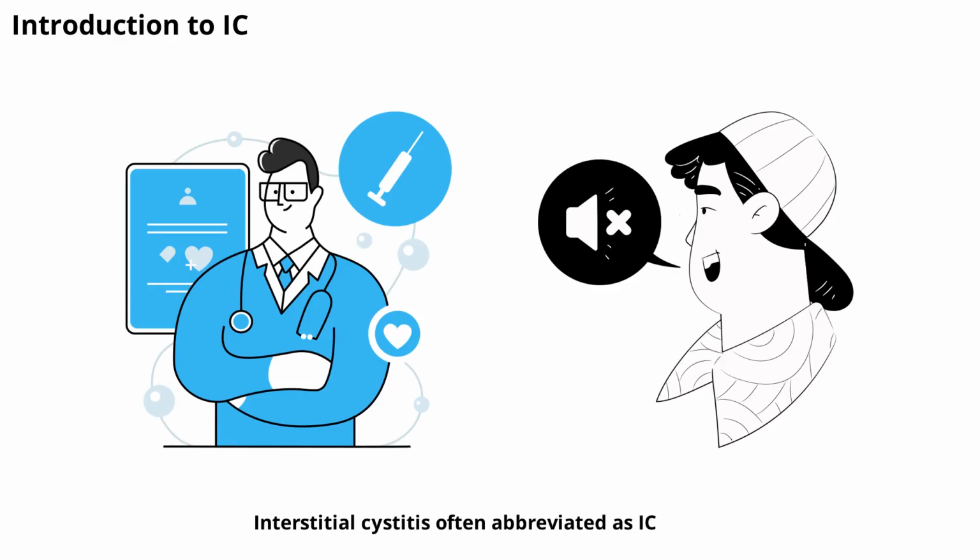Interstitial cystitis, often abbreviated as IC, is a chronic condition that causes bladder pressure, bladder pain, and sometimes pelvic pain. Diagnosing IC can be challenging because its symptoms often overlap with other urinary tract disorders. In this video, we'll walk you through the step-by-step process doctors use to diagnose interstitial cystitis, helping you understand what to expect if you or someone you know is experiencing persistent bladder discomfort.